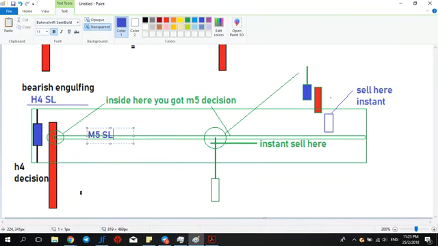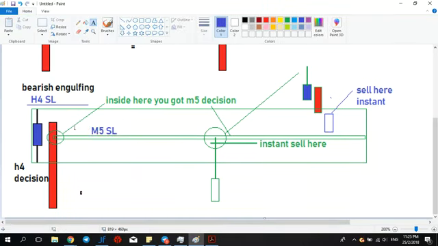This is M5SL. Okay. So if you're using this M5SL, just make sure you have a take profit within the M5 range. Because price can still shoot up like this. It can still take the above decision. Maybe you have another decision here.